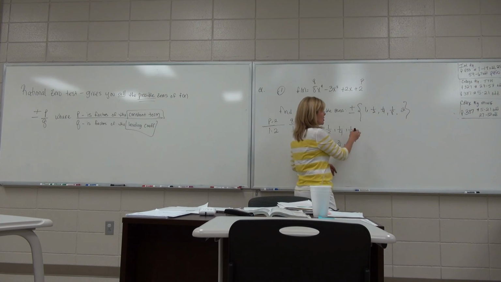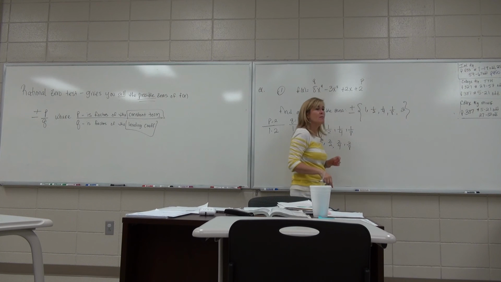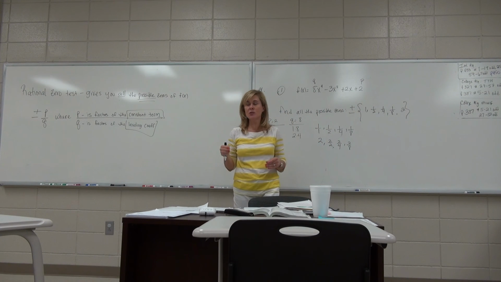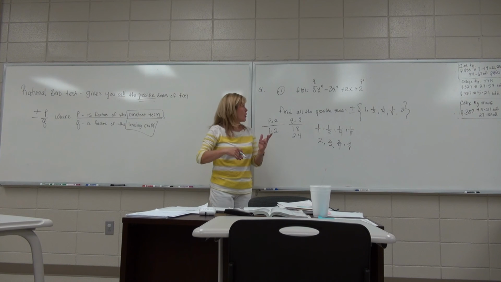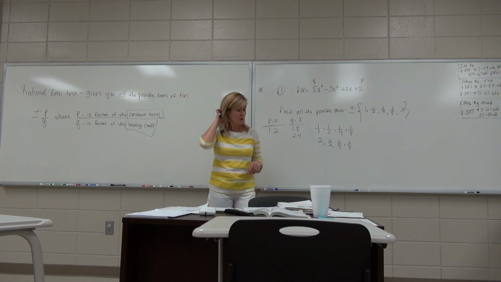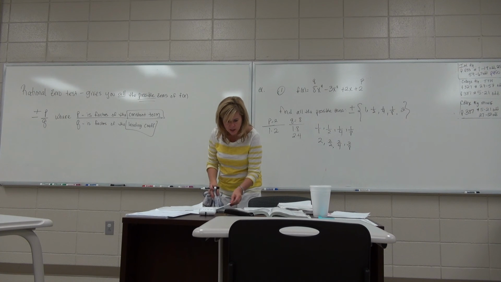Now look at this list. It's plus or minus. So that means my possible zeros for this could be positive 1, negative 1, positive 1 half, negative 1 half. So you've got 1, 2, 3, 4, 5, 10 possibilities. You have 10 possible zeros. And what you're going to have to do is start doing synthetic division. You're going to keep doing it until you find at least 2 of them before you get down to a quadratic. Okay? So let's look at a problem where we're going to do this.